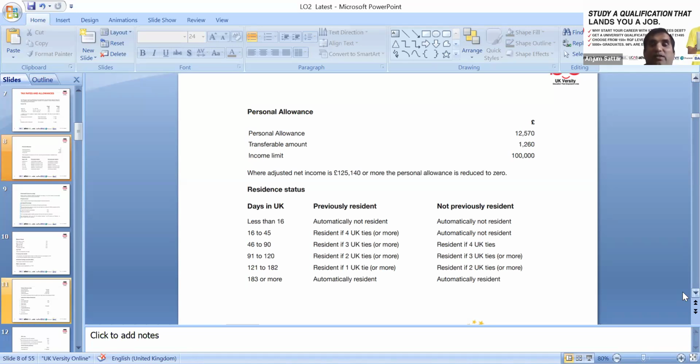Okay, so days in the UK, automatically not resident, 16 to 14 days. Yes.